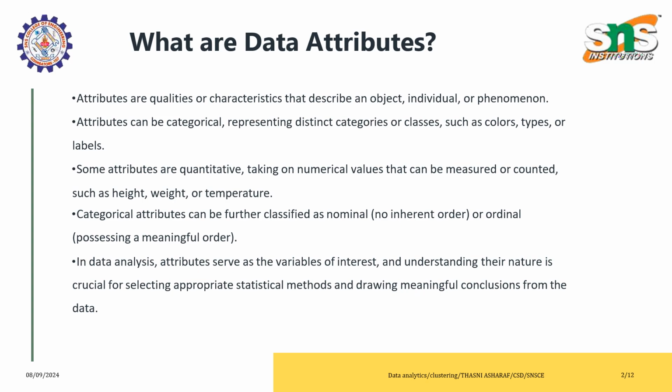Attributes can be categorical, representing distinct categories or classes such as colors, types or labels. Some attributes are quantitative, taking on numerical values that can be measured or counted, such as height, weight or temperature. Categorical attributes can be further classified as nominal or ordinal. In data analysis, attributes serve as the variable of interest. Understanding their nature is crucial for selecting appropriate statistical methods and drawing meaningful conclusions from the data.